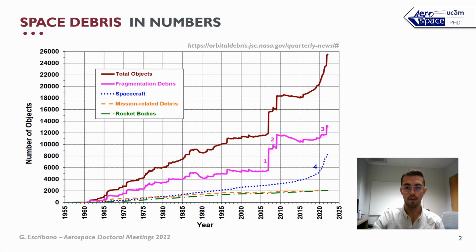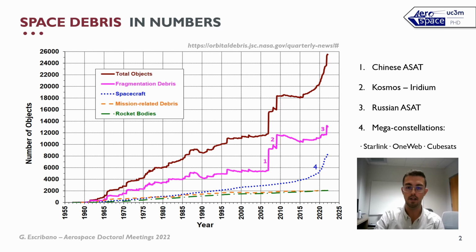Here you can see a figure that shows the number of objects currently being tracked by the US Space Force. Here you can see three discontinuities. The first one corresponds to a Chinese anti-satellite test. Then the second one is an in-orbit collision between Cosmos and Iridium in 2009. And the third one is a recent Russian anti-satellite test that occurred in November 2021. Also, you can see the fast growth recently in the number of active spacecraft, which is mainly due to new mega constellations and the democratization of space access in general. So obviously there is a need to keep track of all of these objects in order to prevent future collisions.